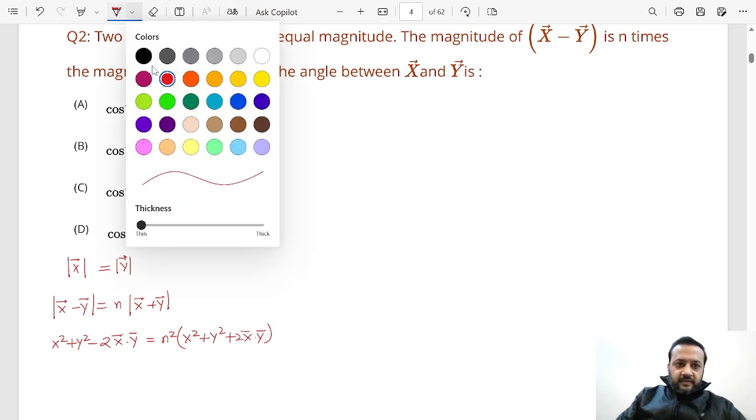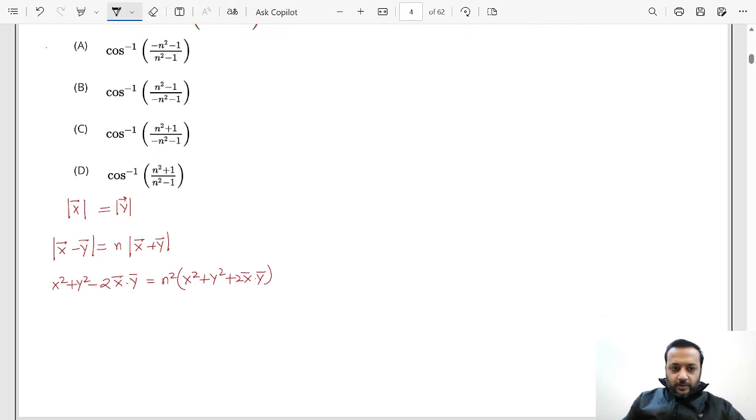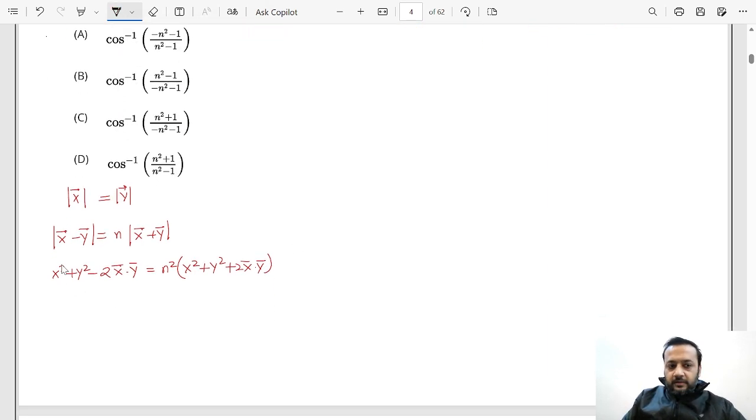Then since it is given that the magnitudes of x and y are equal, we can put mod x as mod y. This will become x square, since y can be replaced by x. And x dot y will become mod of x mod of y cos theta, so x into x into cos theta, equal to n square into x square. Then y square will again be x square, plus 2xy cos theta, so x into y is again x square cos theta.